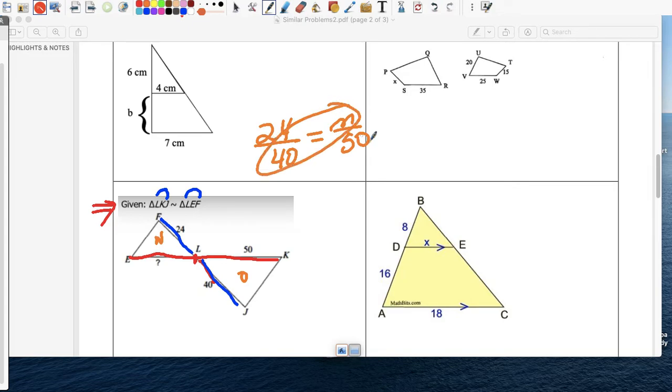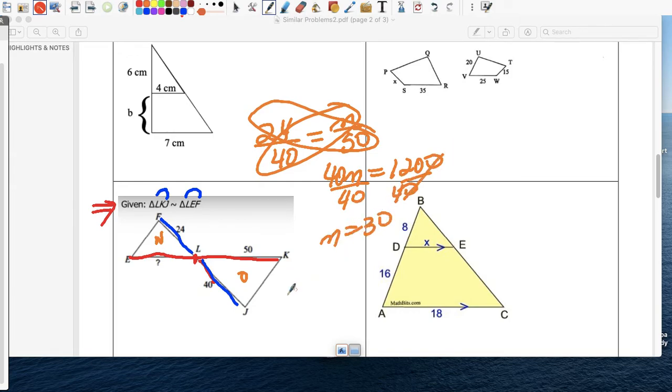Let's just, because we've been doing that, 40 times n is 40n. Okay, 24 times 50 is 1,200. Divide that by 40, divide that by 40, n equals 30. Okay.